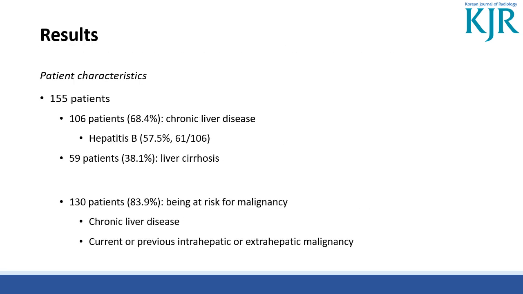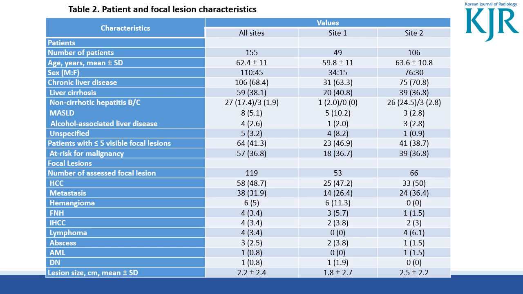Let's see the results. The main study included 155 patients, including 160 patients with chronic liver disease. A total of 130 patients were identified as being at risk for malignancy, defined as those with chronic liver disease or current or previous intrahepatic or extrahepatic malignancy. The characteristics of the patients and focal lesions are summarized in this table. Of 119 focal lesions, 104 were malignant. HCC was the most frequently diagnosed malignancy, followed by metastasis.